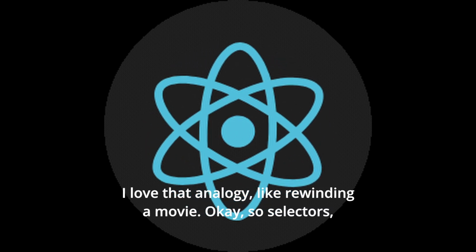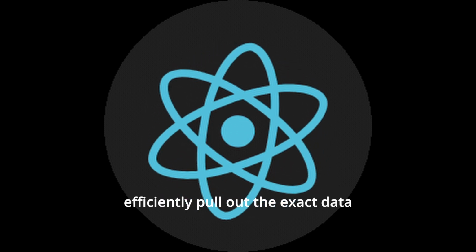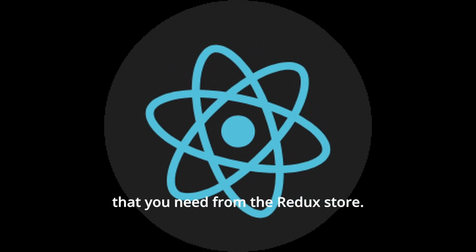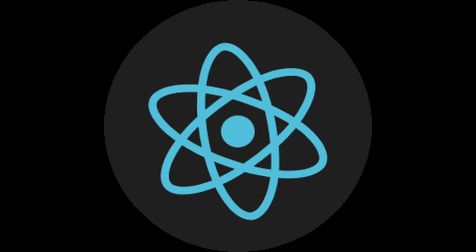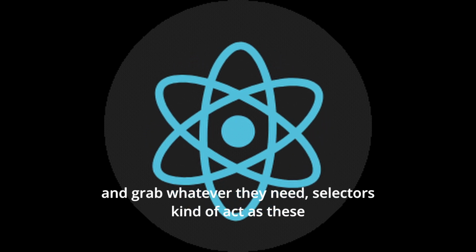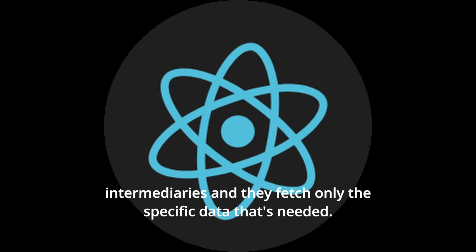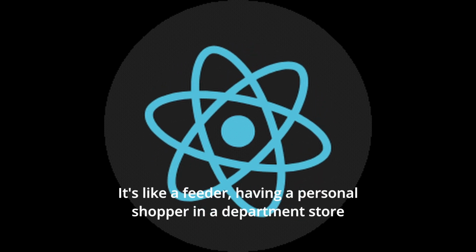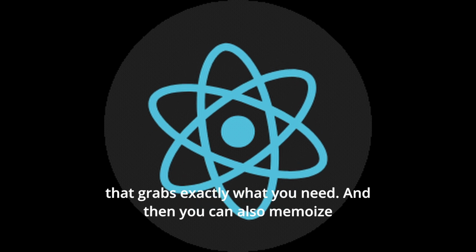Okay, so selectors. These are kind of like specialized lenses. They help you efficiently pull out the exact data that you need from the Redux store. Yeah, they're essential for keeping components lean and performant. So instead of having your components reach directly into the store and grab whatever they need, selectors act as these intermediaries, and they fetch only the specific data that's needed. It's like having a personal shopper in a department store that grabs exactly what you need.